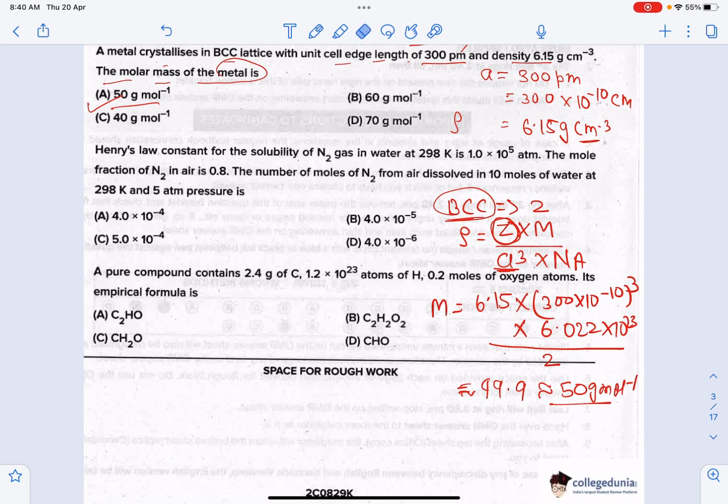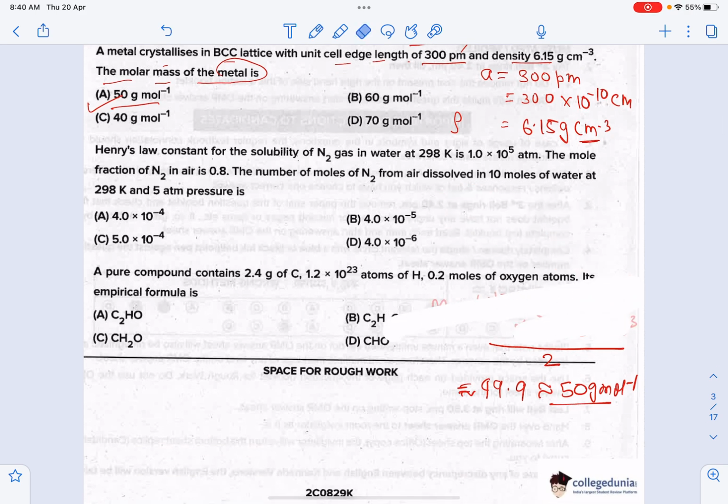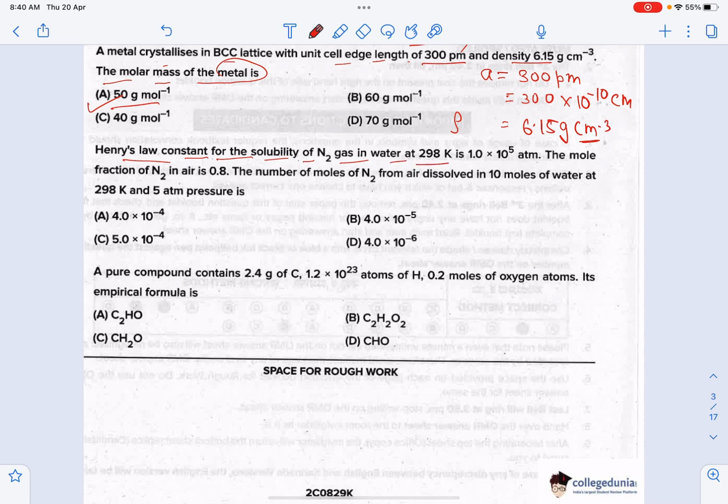Now the next question is about Henry's law. The Henry's law constant for the solubility of nitrogen gas in water at 298 Kelvin is 1.0 × 10^5 atm. The mole fraction of nitrogen in air is 0.8. The number of moles of nitrogen from air dissolved in 10 mole of water at 298 Kelvin and 5 atmospheric pressure is asked. So let's try to solve this also.